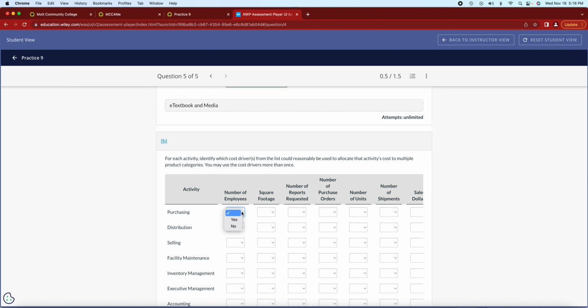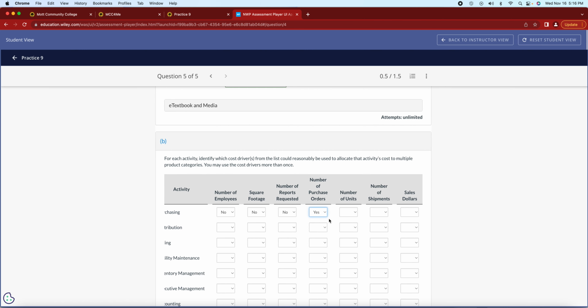Purchasing would never be related to the number of employees involved. It would never be related to square footage. It would never be related to the number of reports requested. Number of purchase orders, that is absolutely probably the number one way that purchasing is typically allocated, if there is any other. Number of units, that's a no. Number of shipments, actually a no. And then sales dollars, a no.